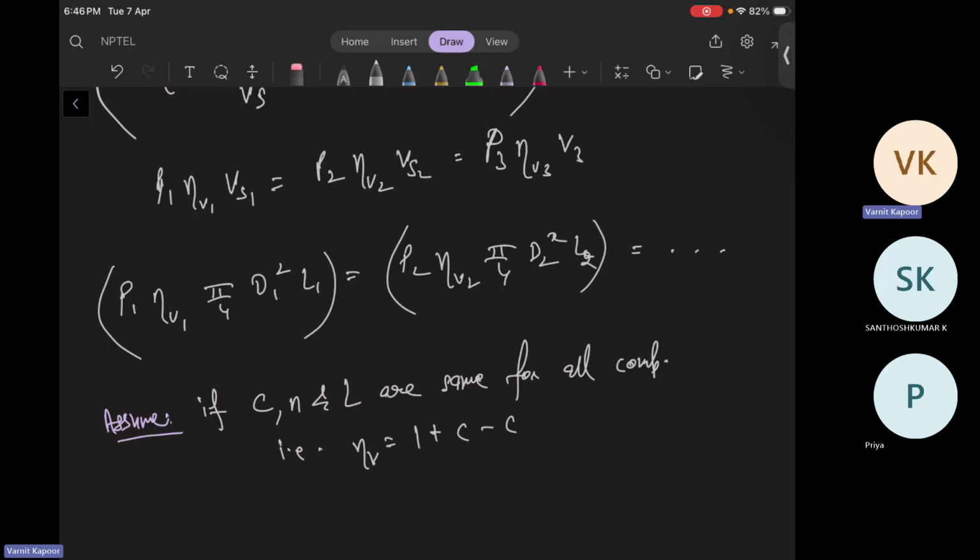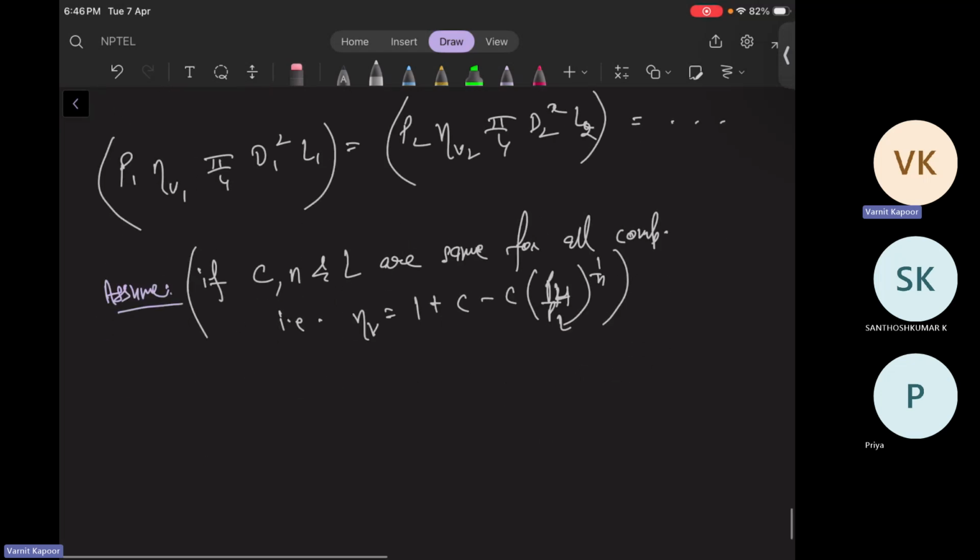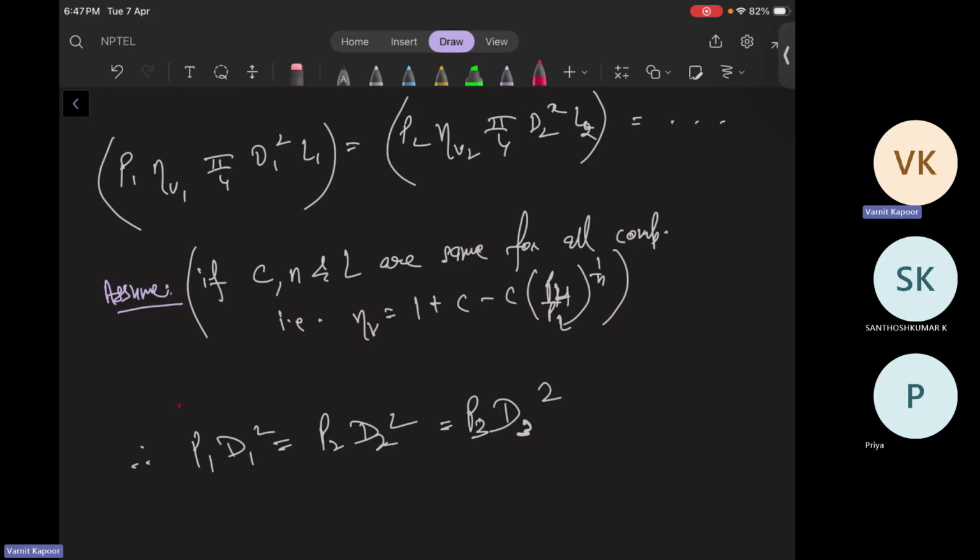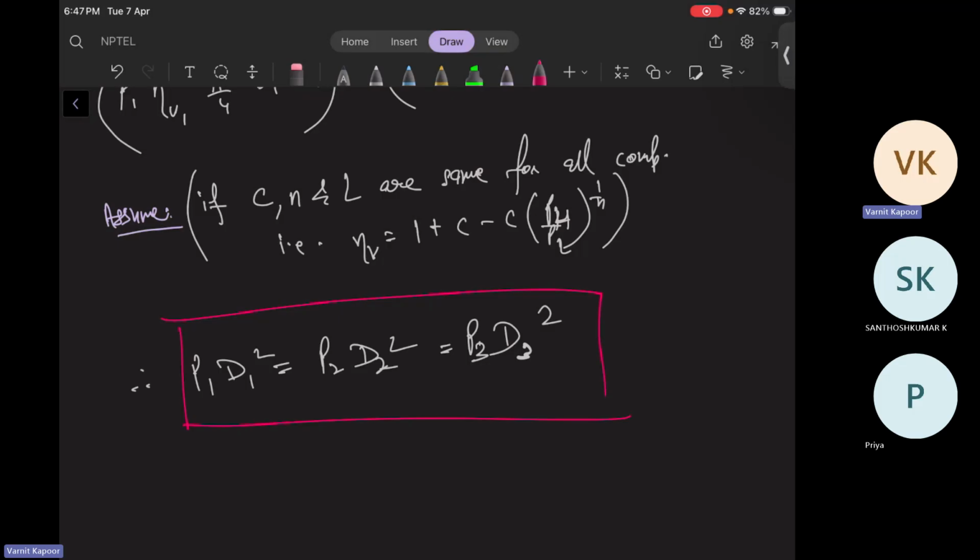What is your volumetric efficiency? 1 plus C minus C times (P2 by P1) to the power 1 by N, or P higher by P lower to the power 1 by N. So volumetric efficiency will be the same in all the scenarios, as well as your length. Therefore, you can say that P1 times D1 square is equal to P2 times D2 square is equal to P3 times D3 square.